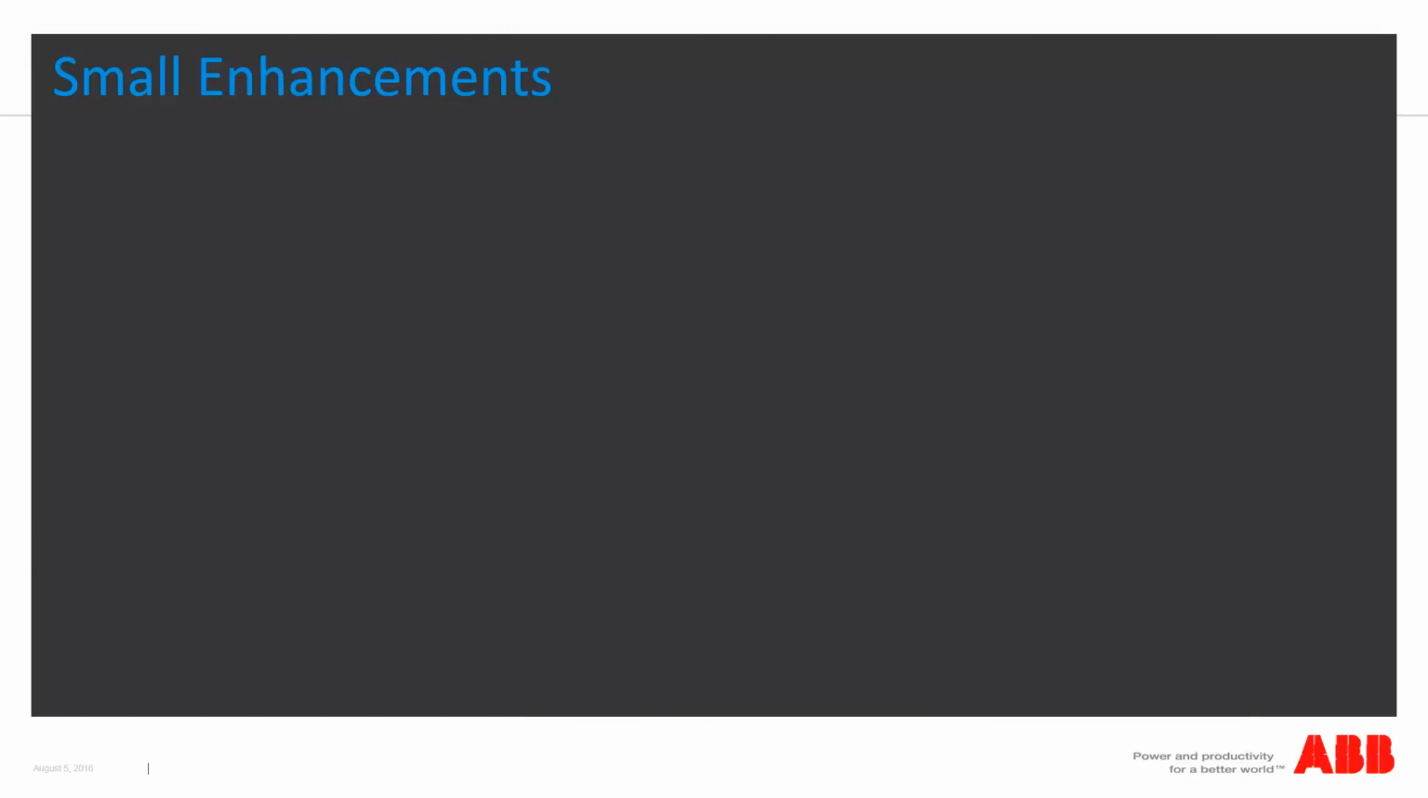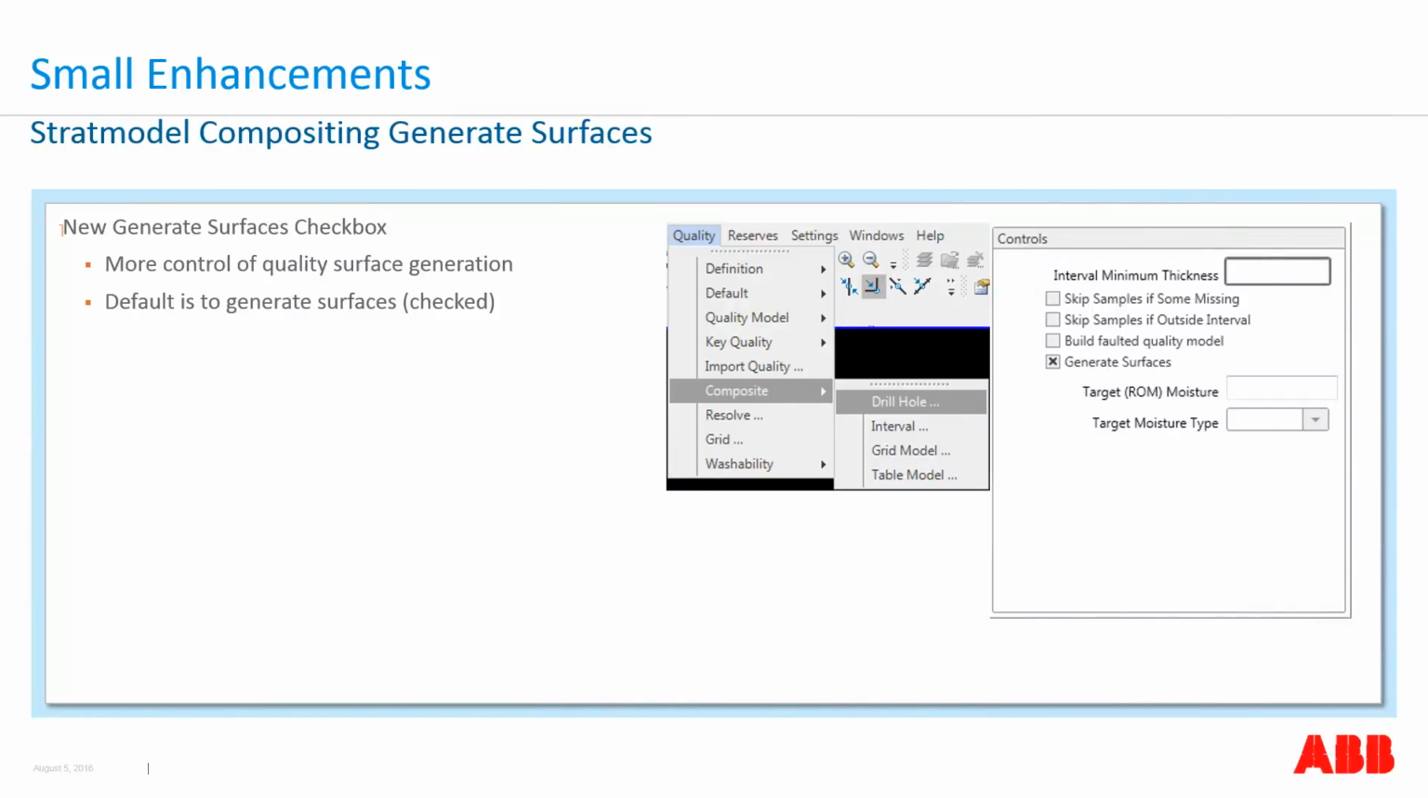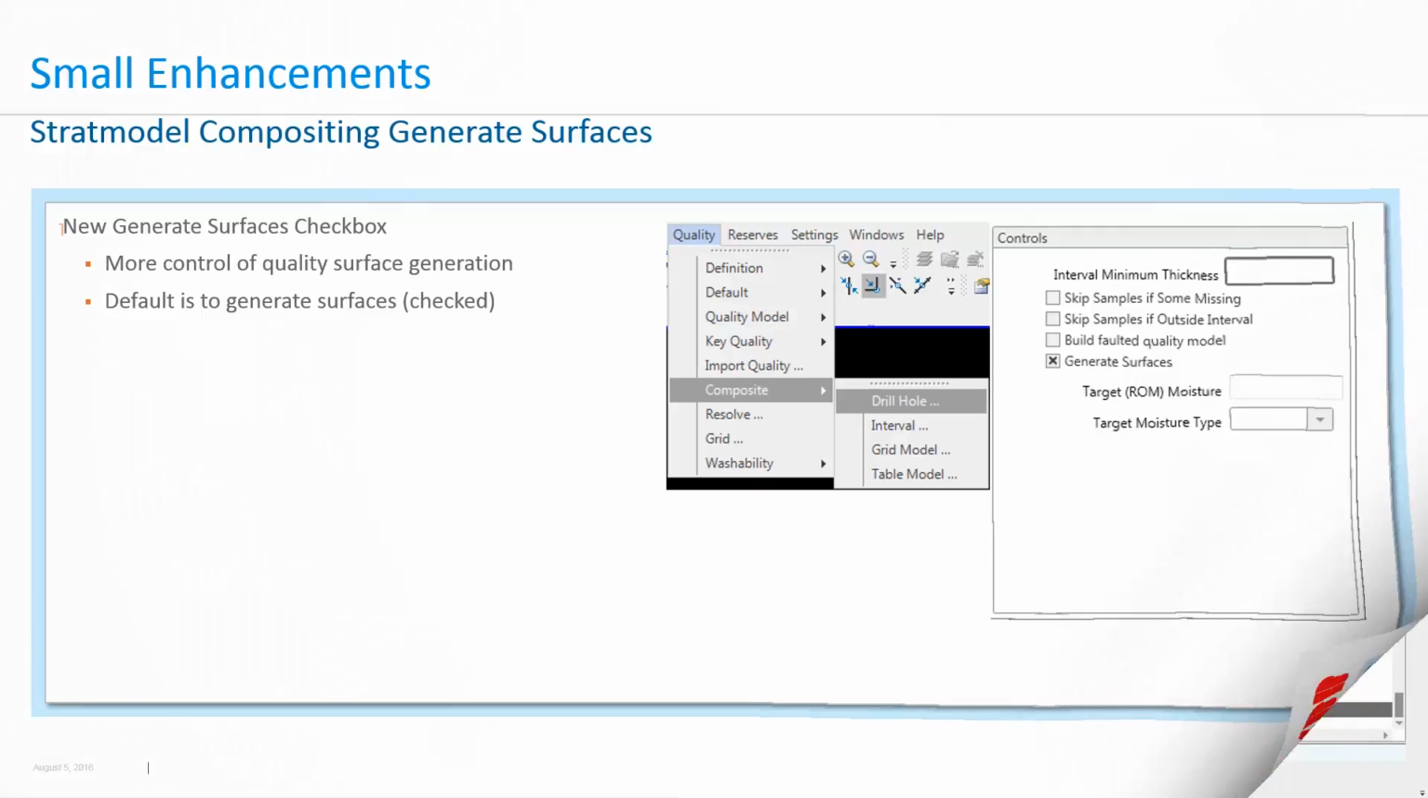Now we're going to cover some small enhancements we've added to MineScape. First here is the Stratmodel Compositing Generate Surfaces. This was a feature requested by one of our customers to enable more control over quality surface generation, and the default will be to generate surfaces, which is the current behavior.